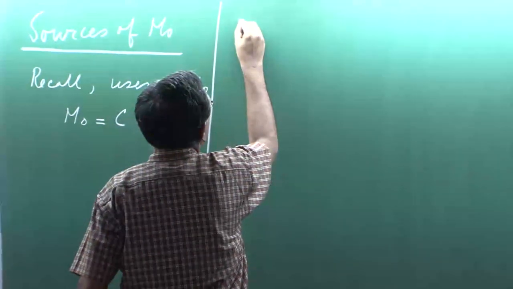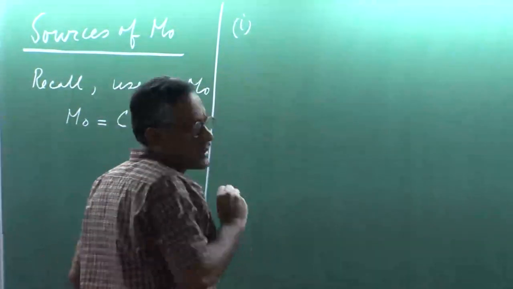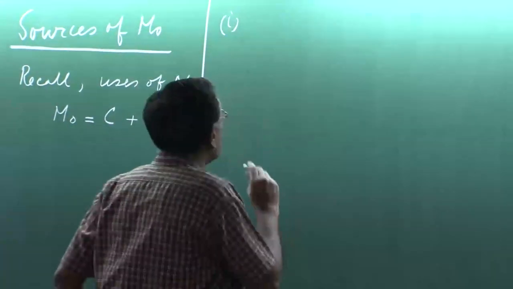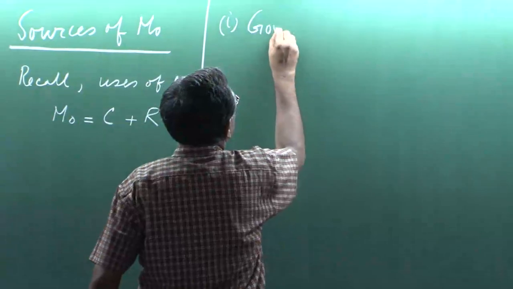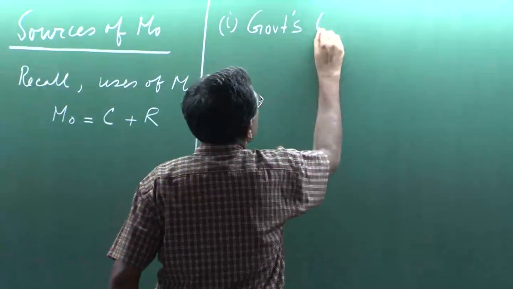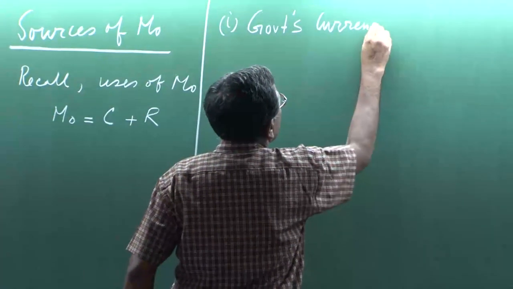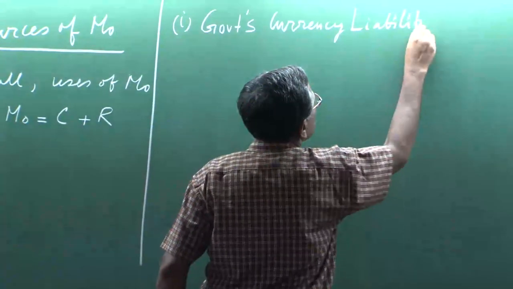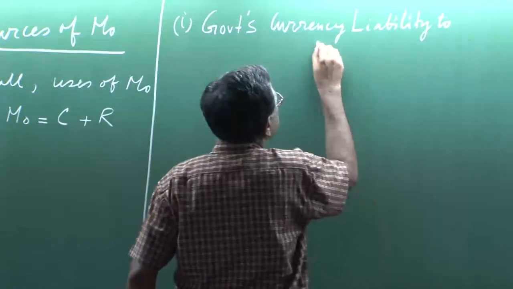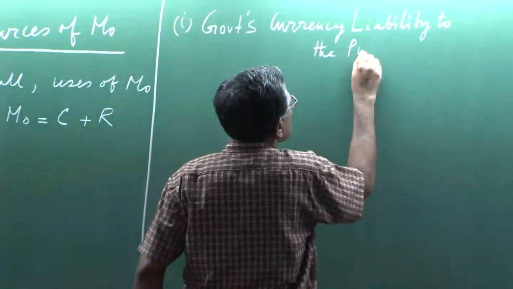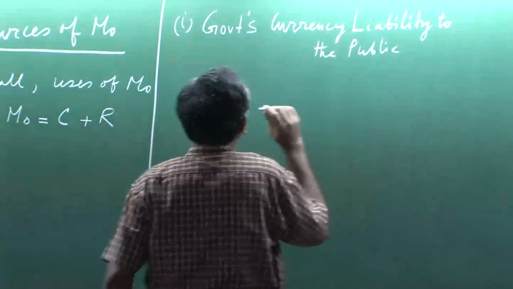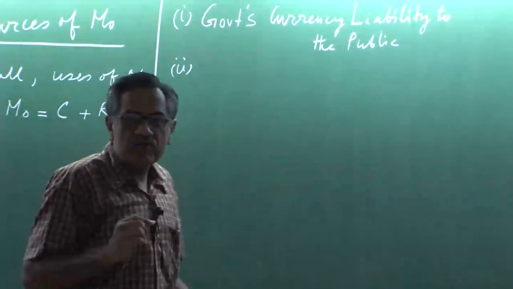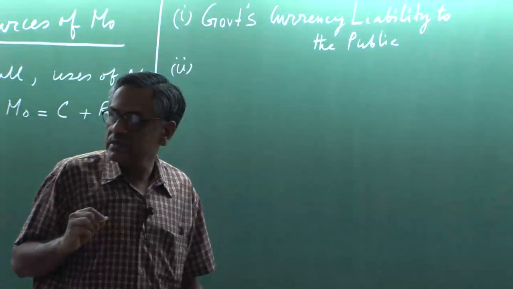So, you have an item like the government's currency liability to the public. What does it mean? Government's currency liability to the public. Two. Why is there a government currency liability to the public?